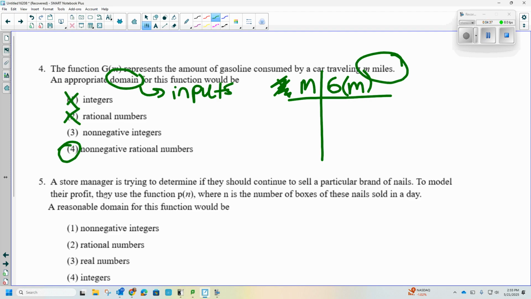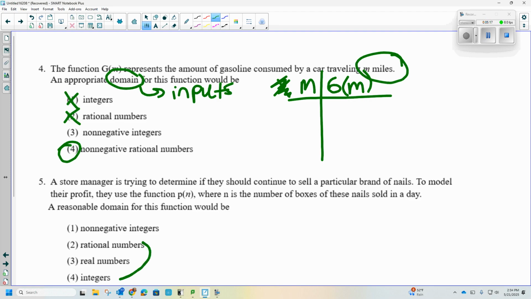Number 5, a store manager is trying to determine if they should continue to sell a particular brand of nails. To model their profit, they use the function P of n, where n is the number of boxes of nails sold in a day. A reasonable domain for this function would be. All right, and we have our sets of numbers again. So we are looking at domain again, so we're talking about our inputs, and we have to think about it's the number of boxes of nails. Okay, you can't sell a negative number of boxes of nails.